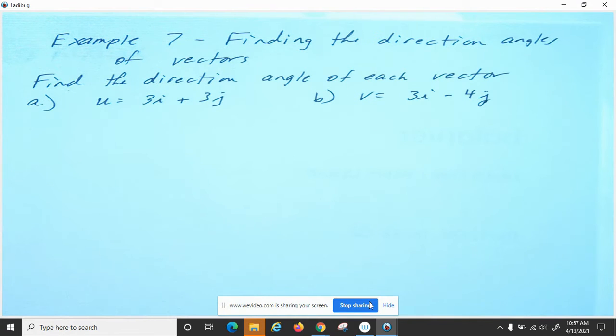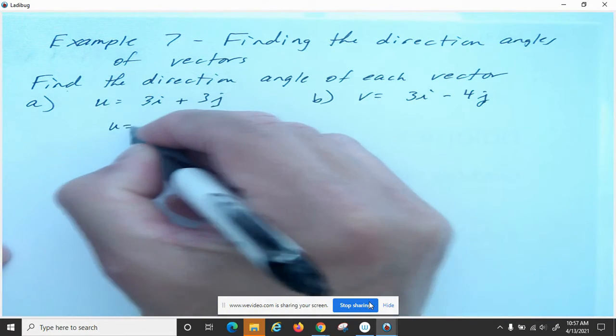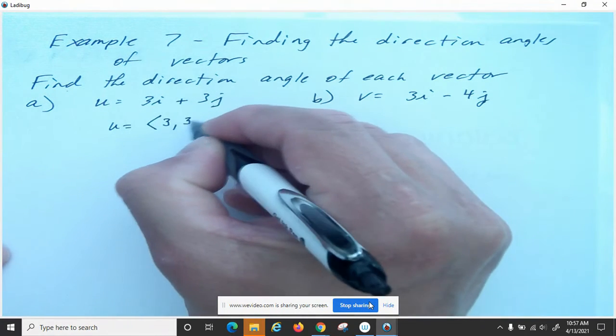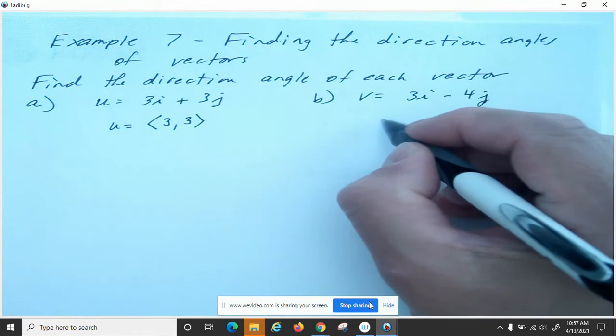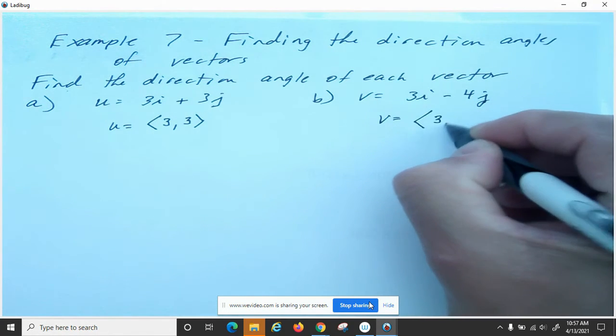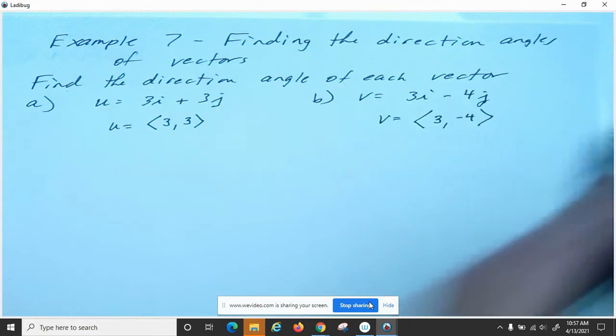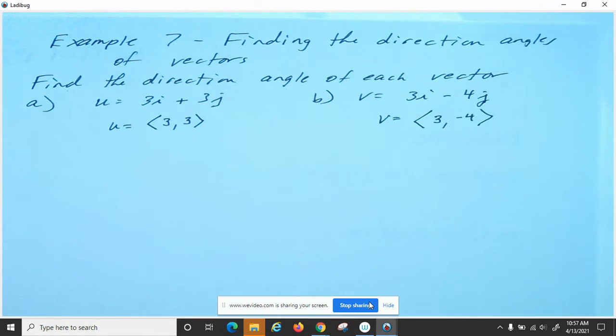First one, I have a vector u that has a linear combination of 3i plus 3j. Remember, when we're dealing with linear combinations, it's the same thing as saying that the terminal side is at 3, 3. And this vector is in standard position, so its initial point is at 0, 0. And for the second vector, vector v, it has a terminal point at positive 3, negative 4. Again, both of these vectors are in standard position, so both vectors' initial points are at 0, 0.